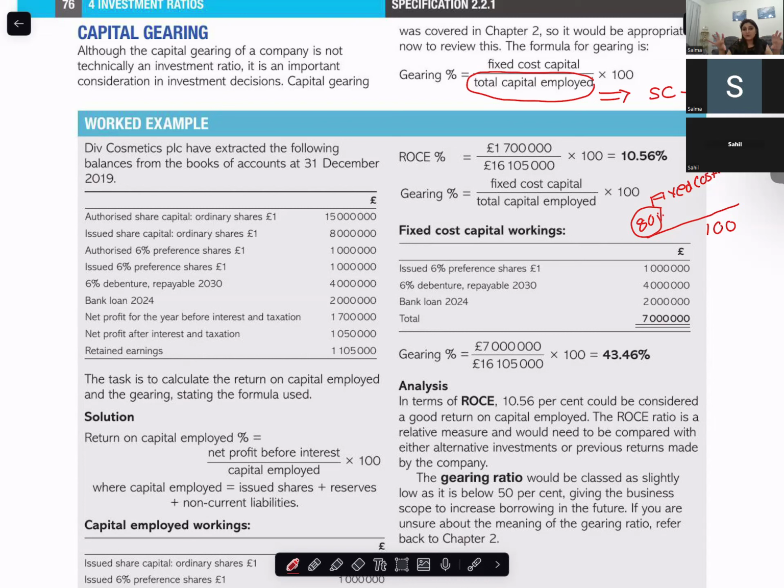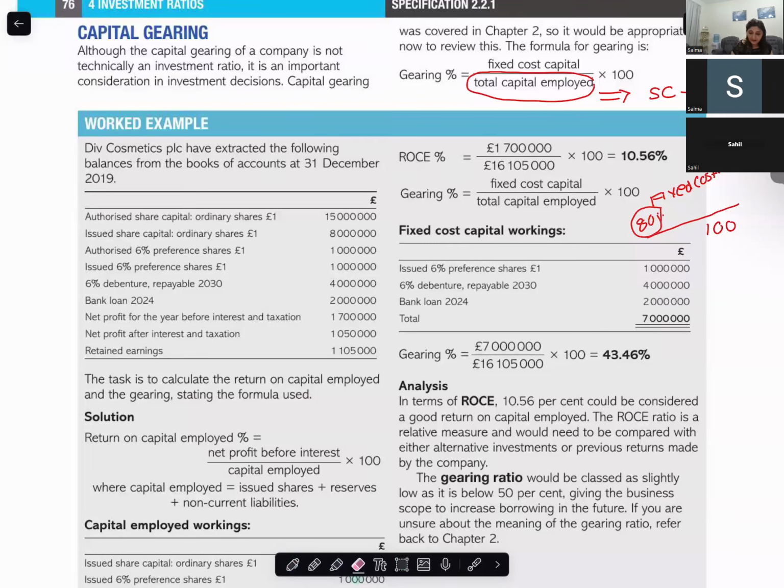So if 80% of your total capital carries some fixed charges, that means your gearing is high. Your capital is geared with a lot of interest expenses. That means you're at a very risky position. If your gearing percentage is higher, you are at a risky position. If your gearing percentage is lower, you can still borrow money and increase your capital employed. Are you with me?